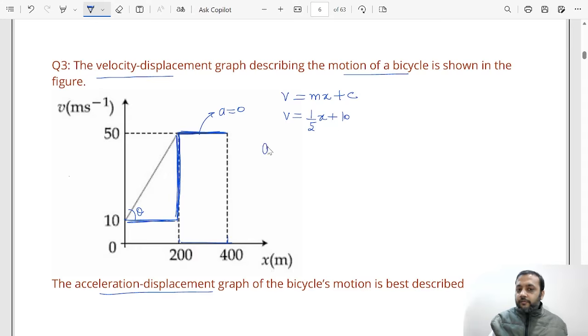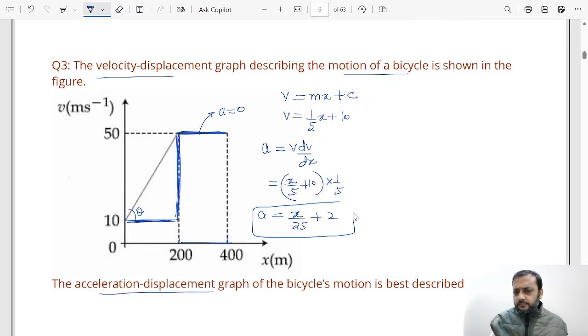All right, now very simply we can find acceleration as v dv by dx, right? Now what is velocity? Velocity is x by 5 plus 10, and dv by dx, which is the slope of this graph, equals 1 by 5. So that means this acceleration versus displacement equation is again a straight line graph. It's a straight line graph again.